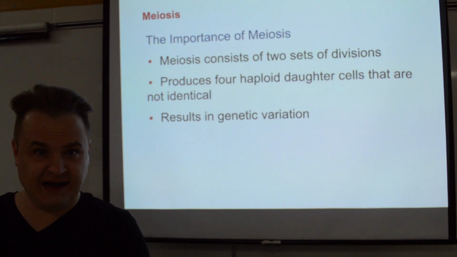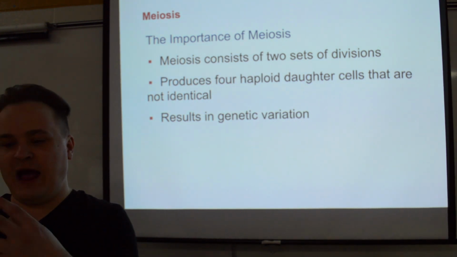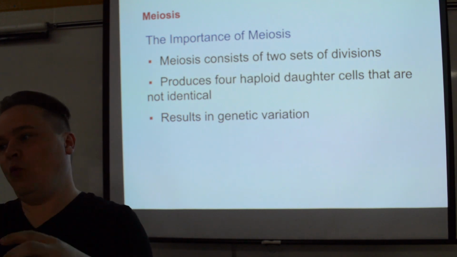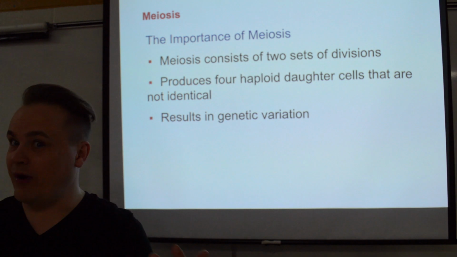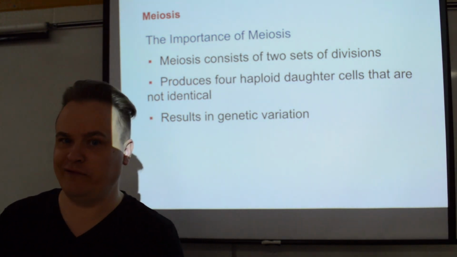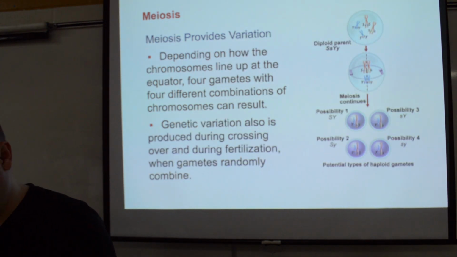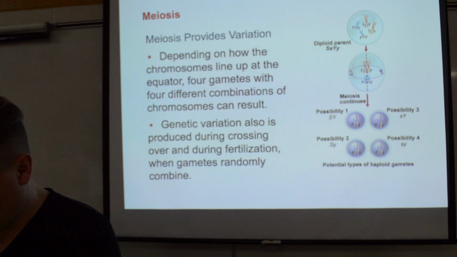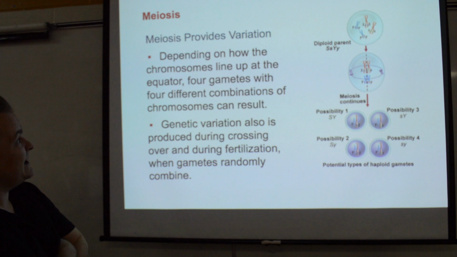The odds that your DNA was mixed and taken from your mother, the odds that your mother and father met, and how, when their DNA crossed over, which one of those 4 cells met with which egg cell or sperm cell randomly. It's a very long shot that you're existing right now. Kind of cool, very genetically diverse. And meiosis provides variation. Depending on how the chromosomes line up at the equator, 4 gametes with 4 different combinations of chromosomes can result.